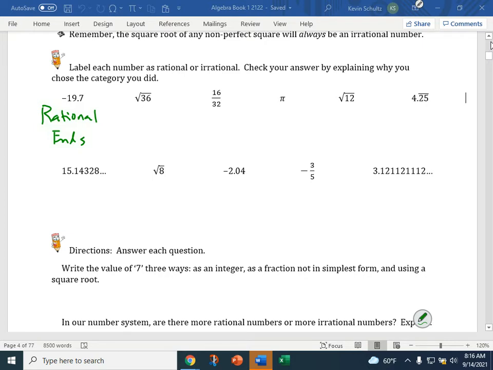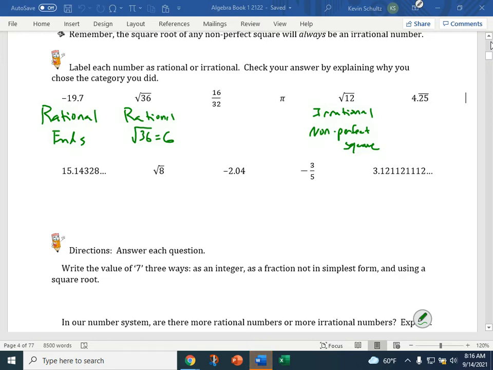What about the root of 36? Right. It's rational because if you simplify this, the root of 36 equals 6. Okay. We already talked about the root of 12. That would be irrational. And the reason why, you can write that 12 is a non-perfect square. Okay. Non-perfect square. Right? That's kind of the first section there.